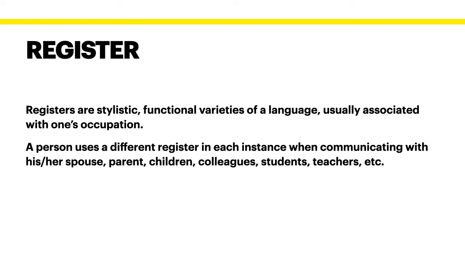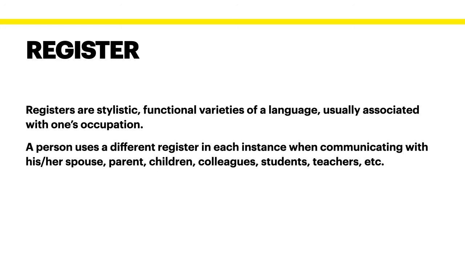And registers are sometimes also associated with one's occupation. So for example, there is a particular kind of language that is used by journalists. If you look at news reports, you will see that they have a particular kind of language. That is the register of that news report or of that particular profession of journalism. Lawyers have their own certain jargon and certain ways in which they speak. That is their register. Similarly, in a classroom, there is a particular way in which teachers and students interact. So that also has a certain set of registers to it.